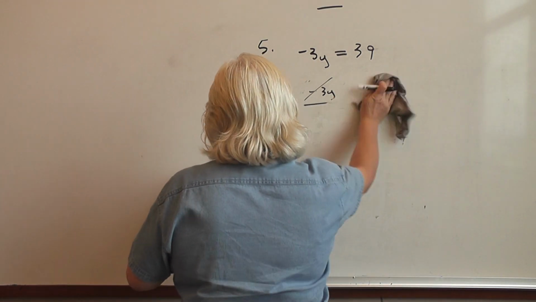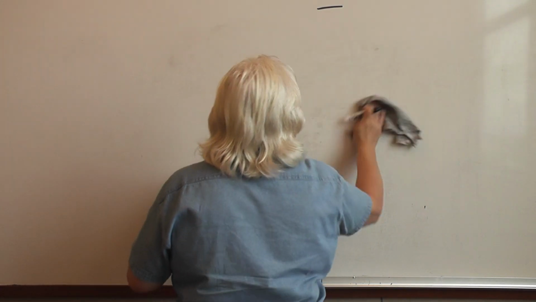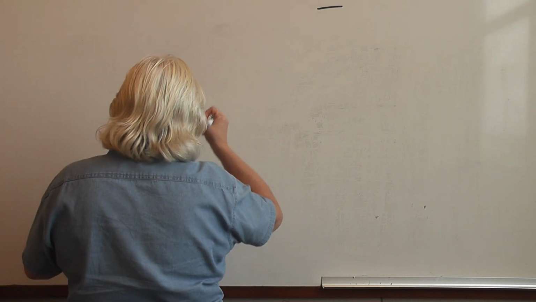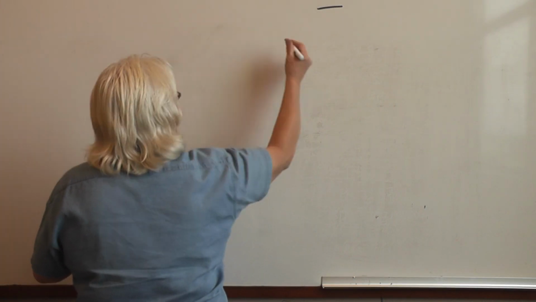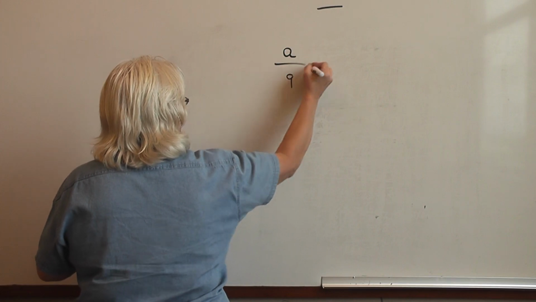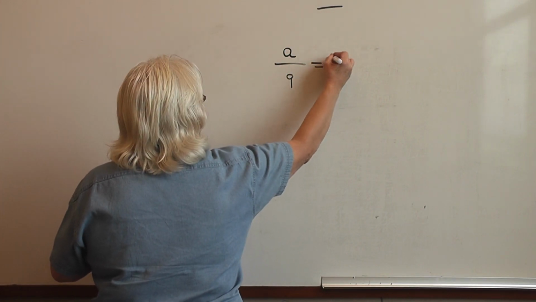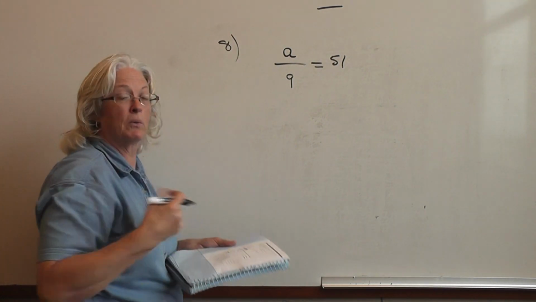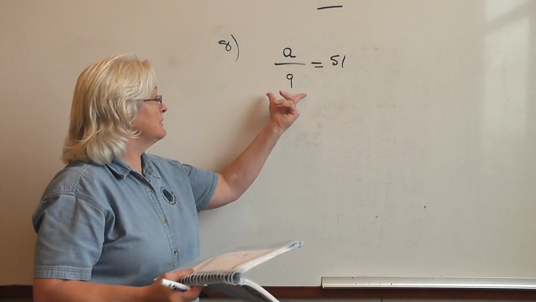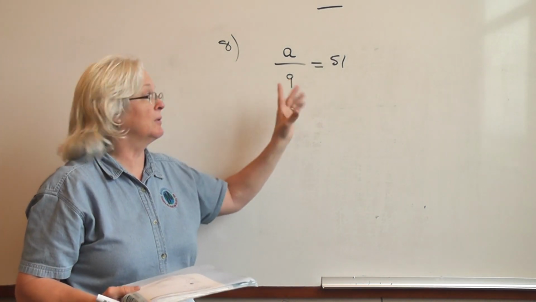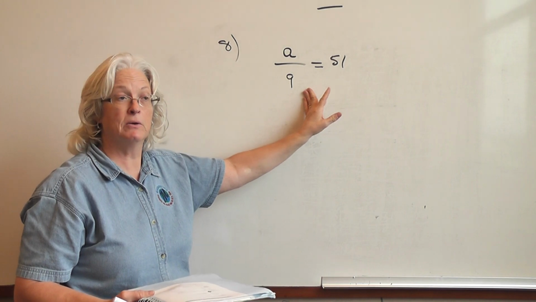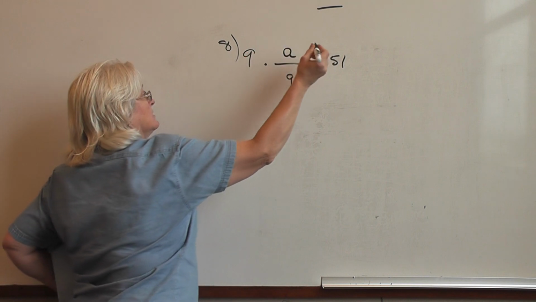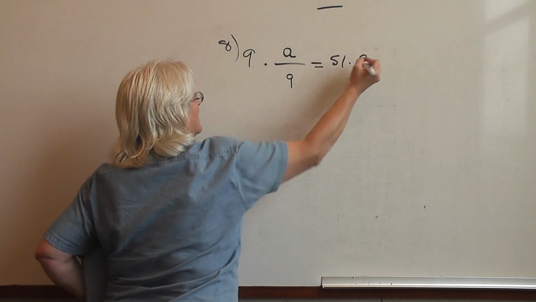So now let's look at problem number 8. Well, let's not look at problem number 8 because it's going to be positive. Well, let's go ahead and do it anyway. A over 9 is equal to 51. This is number 8. What are we going to do? We look and see what operation's been performed on the variable. Here, A has been divided by 9. The inverse operation is multiplication.